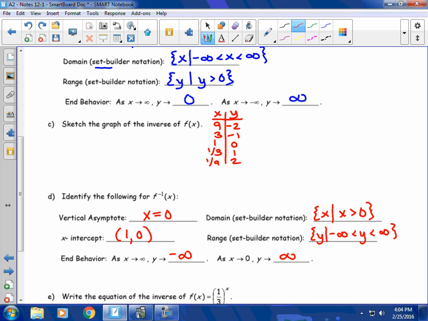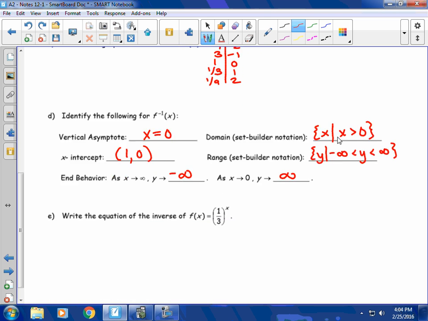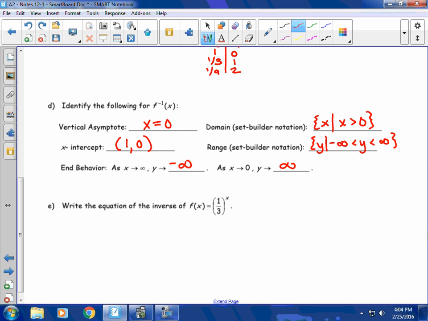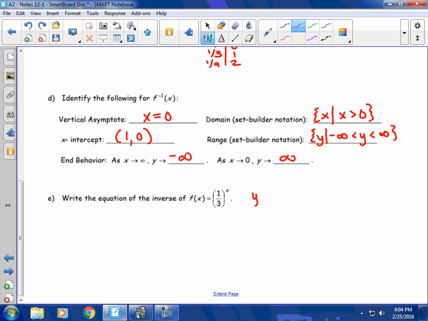All right, and then finally, write the equation of the inverse function. Okay, when you see these, immediately change this to say y equals 1/3 to the x. Then do what? Flip x and y. X equals 1/3 to the y. Then what? We got to get rid of this 1/3 so we can get y alone. So what does that? Log base 1/3.